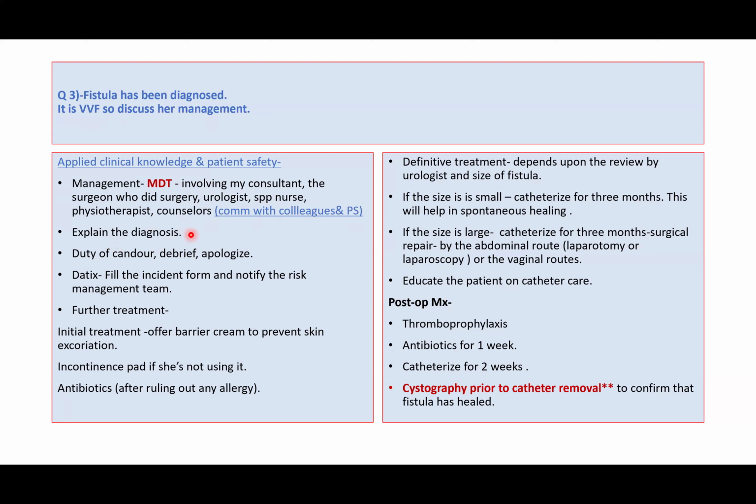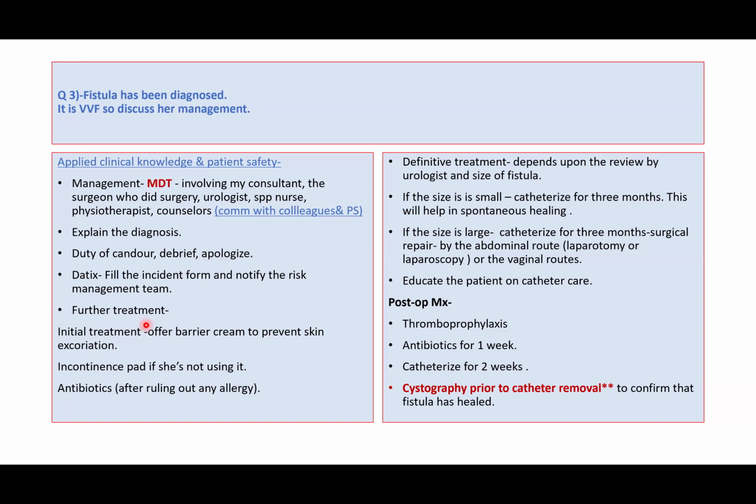I will explain the diagnosis to the woman, and either you can say all these clinical governance points here or even in the end. Then I have to perform the duty of candor, debrief the patient about her condition, apologize, and then I will fill the incident form, that is the DATIX form, notify the risk management team.